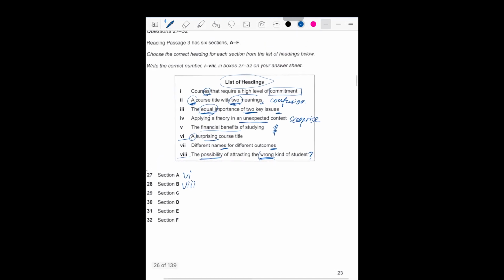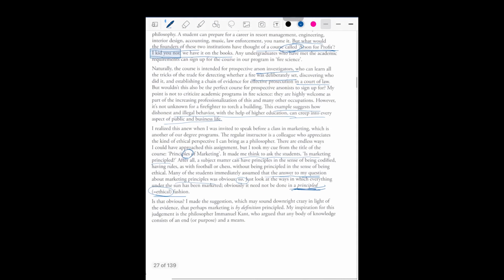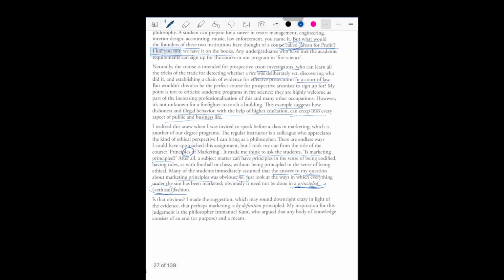Okay, the matching heading for paragraph C would be a course title with 2 meanings. It would be perfect. There would be one course title and two meanings. What is the course title? The title of the course is Principles of Marketing. There are two meanings. Principle means rules and principled means ethical.